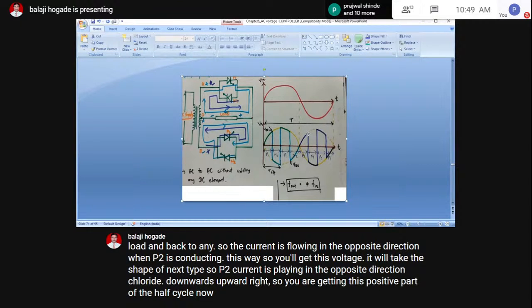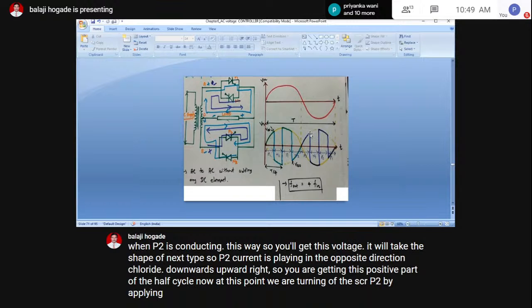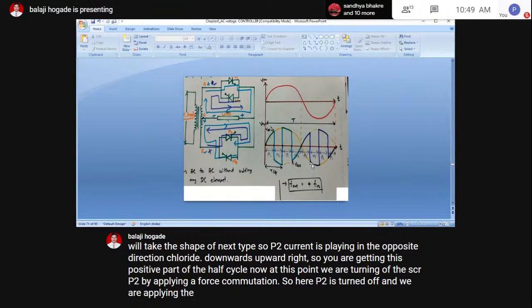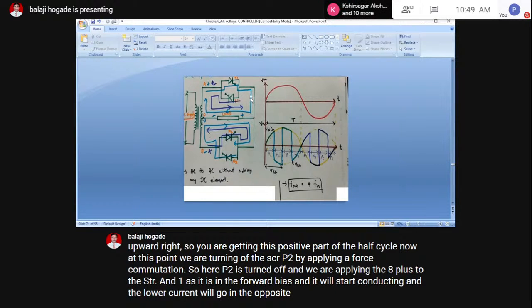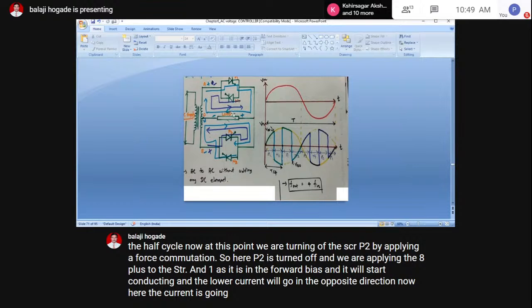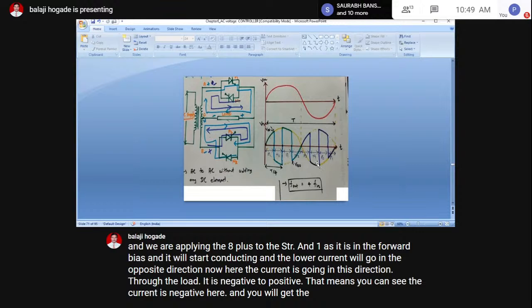Now at this point, we are turning off the SCR P2 by applying a forced commutation. So here P2 is turned off and we are applying a gate pulse to the SCR N1 as it is in the forward bias, and it will start conducting and the load current will flow in the opposite direction. Now here the current is flowing in this direction. Through the load, it is negative to positive. That means you can see the current is negative here and you will get the shape like this.